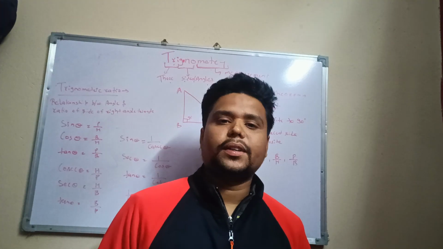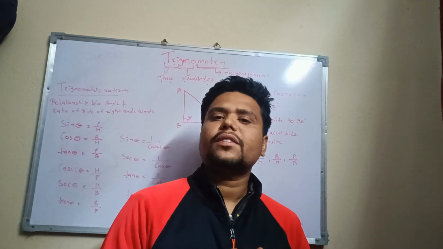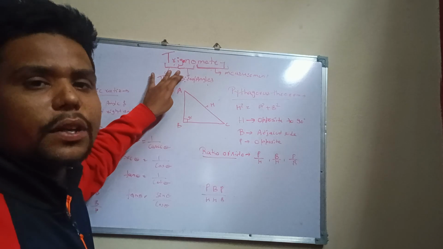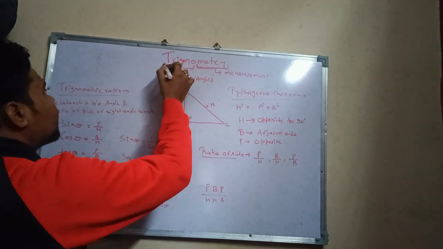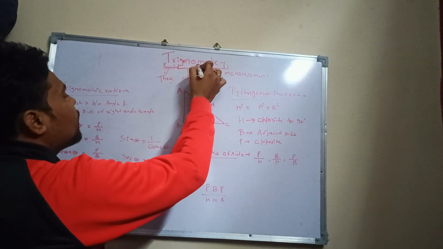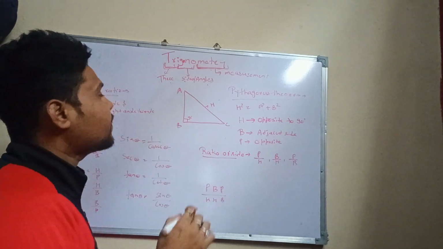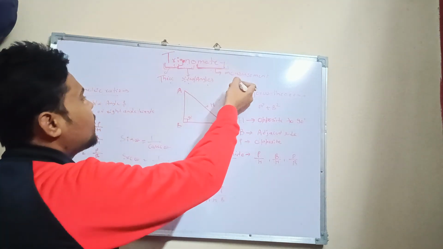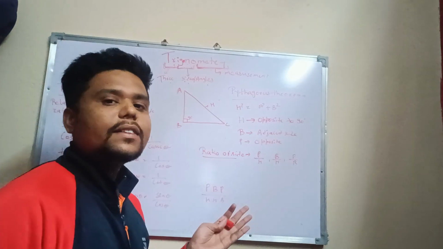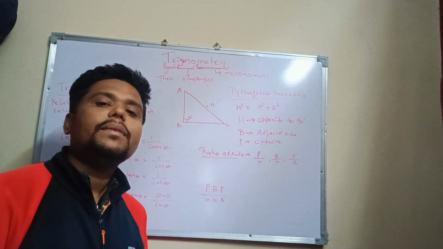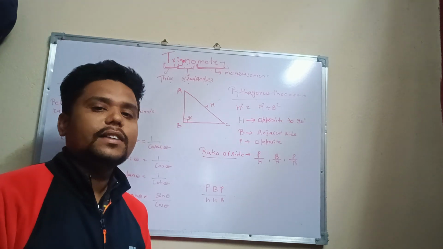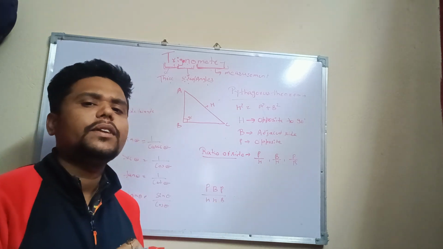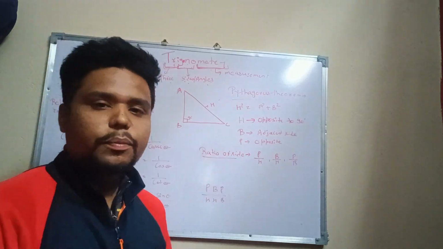So what is trigonometry? Trigonometry comes from the combination of three words: tri, gono and metry. Tri means three, gono means sides or angles, and metry means measurements. So we can say in simple terms, trigonometry is a measurement of angles and sides. Whenever we talk about the relationship between angles and sides, it is trigonometry.